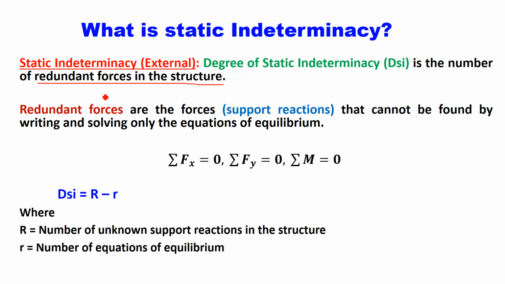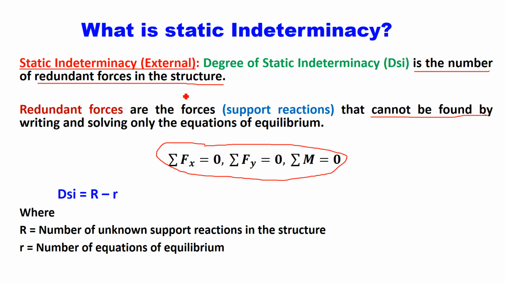Redundant forces means the number of unknown support reactions which cannot be found by using the three equations of equilibrium. These unknown reactions are called redundant forces. So the number of redundant forces in the structure is called the degree of static indeterminacy externally, DSI. It is nothing but the number of redundant forces in the structure.